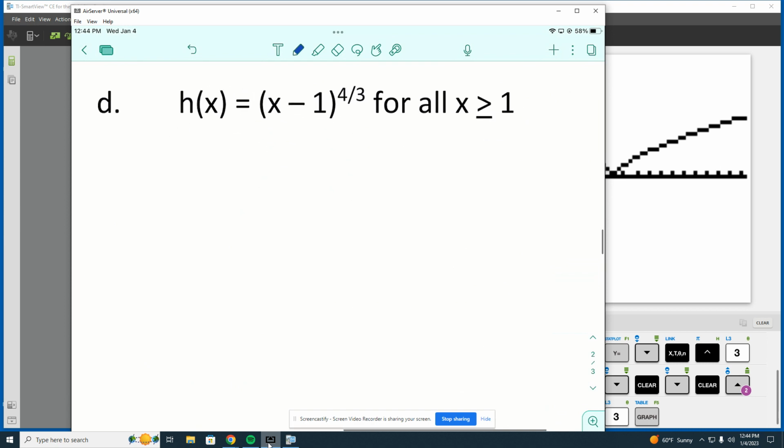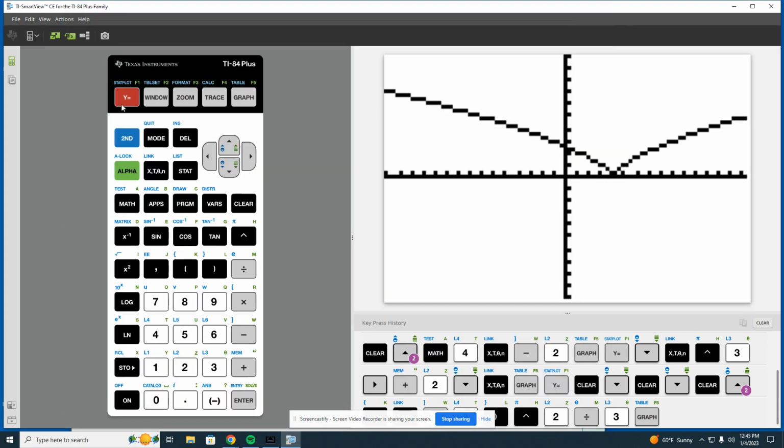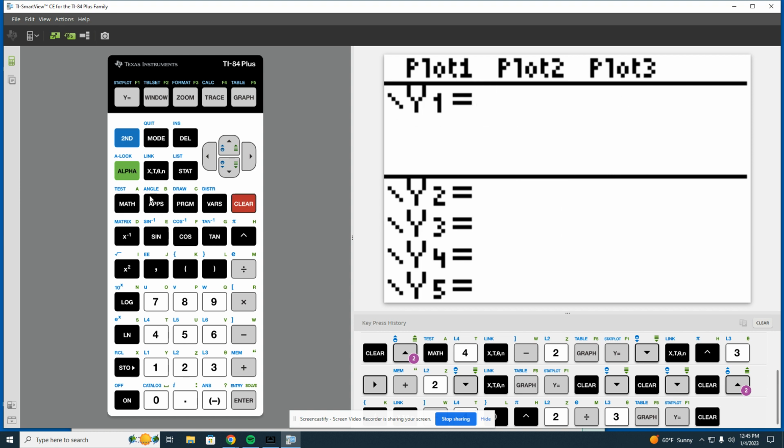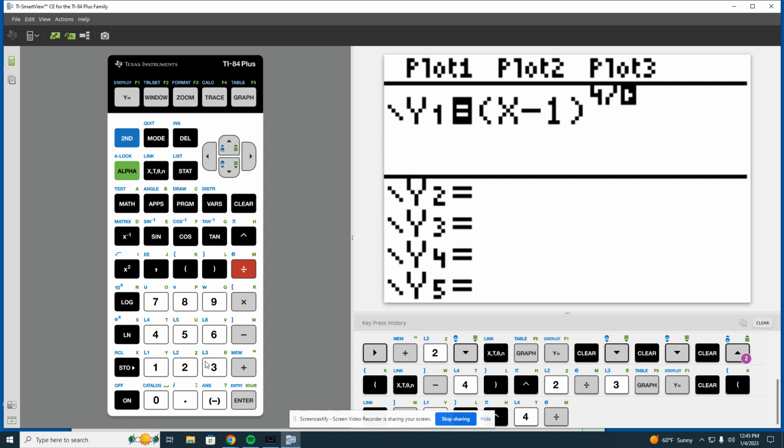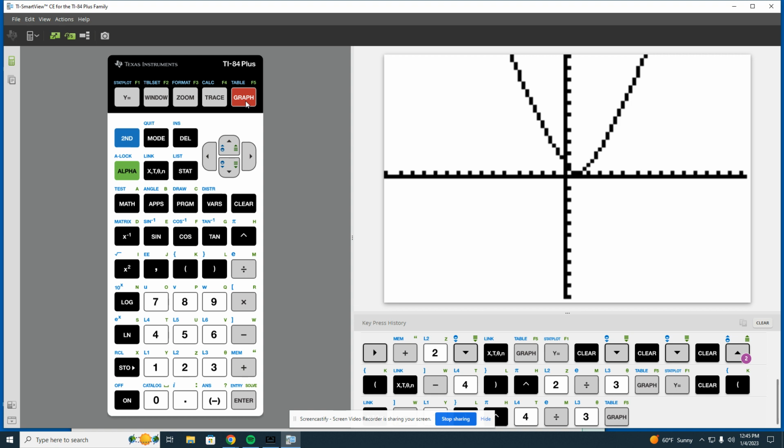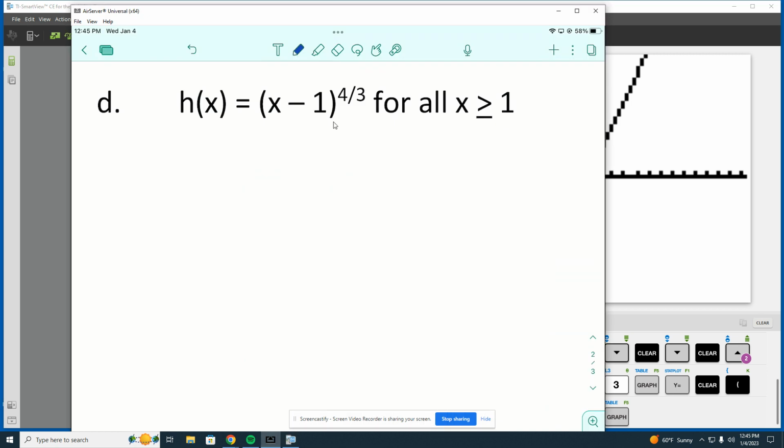Okay, so D. D has one trick to it. So let me show you. If I just typed in the function, open parenthesis, x minus 1, close parenthesis, raised to the 4 divided by 3 power. If I just graph that, does it pass the horizontal line test? No. But they qualified what they wanted your x value to be, didn't they? Look at your paper. They don't want you to graph this whole thing. They want you to graph this with what restricted domain? X values that are 1 and above, right?